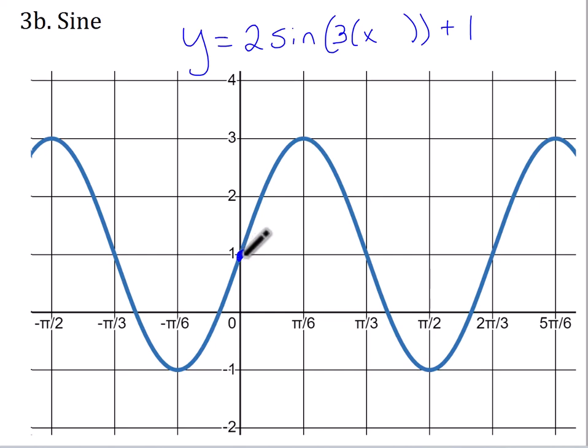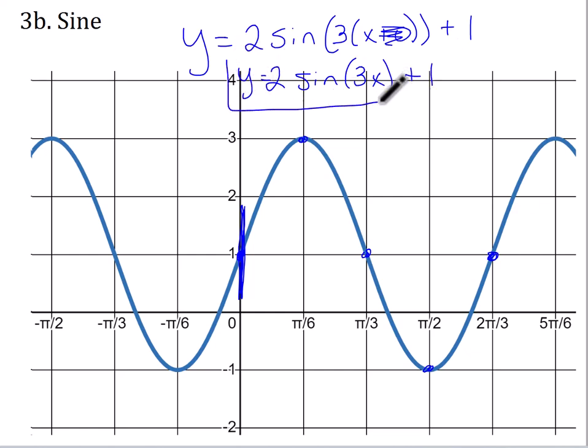And so here is what sine looks like. And so that is starting at my y-axis. And so I don't need to shift this left or right. I don't need this at all, really. It can just be 2 sine 3x plus 1 is equal to y. And that would be my final answer.